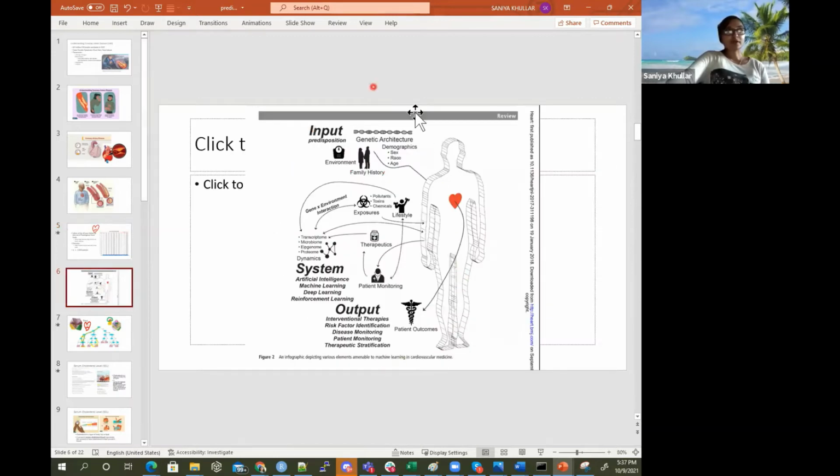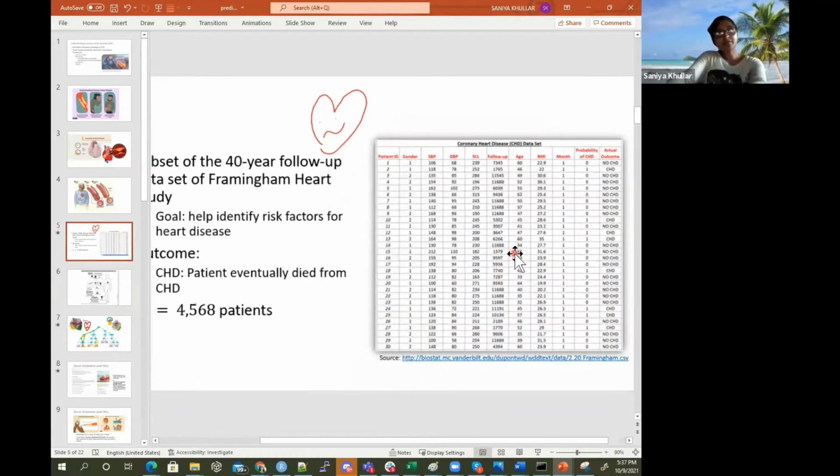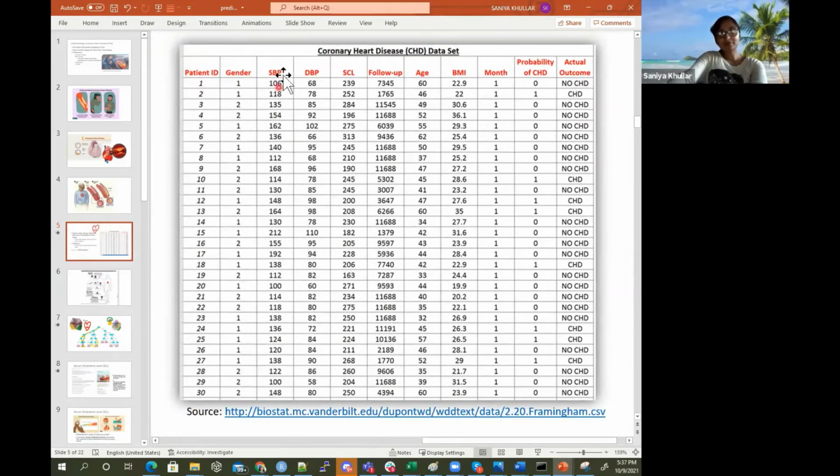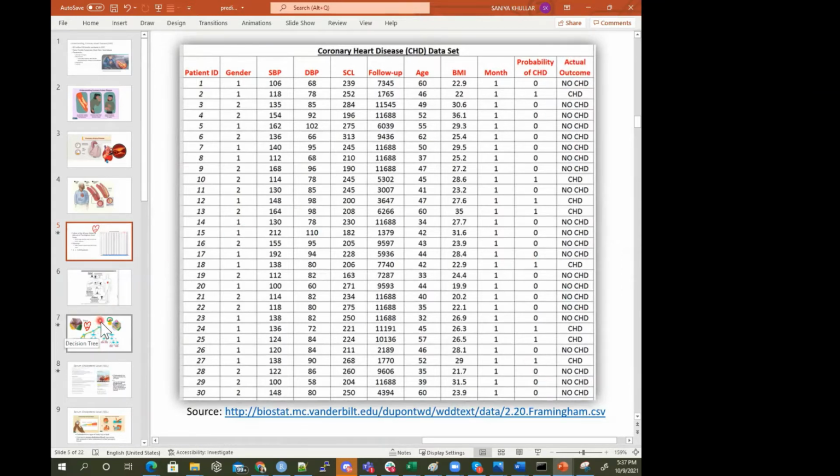So the goal is to try to figure out patient outcomes, using genetics, gender, race, age, family history, environment, exposures, lifestyle, whether they are smoking or not, and therapeutics, to figure out what the risks of coronary heart disease are. Utilize all this patient data. Do you see this type of data on patients? We have the ID, which is not important, but we have the gender, male or female, blood pressure information here, cholesterol, age, body mass index. And then we have the actual outcomes. Do you see how that is made?